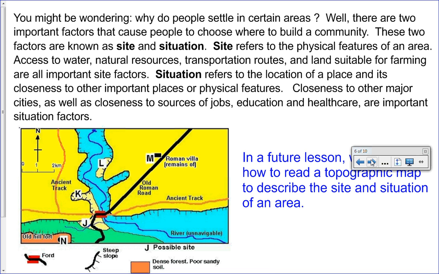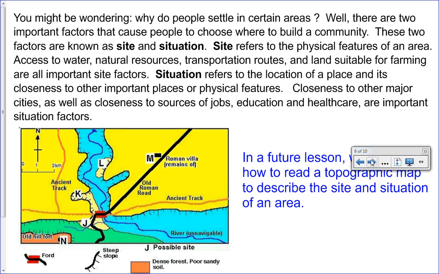You might be wondering, why do people settle in certain areas? Well, there are two important factors that cause people to choose where to build a community. These two factors are known as site and situation. Site refers to the physical features of an area. Access to water, natural resources, transportation routes, and land suitable for farming are all important site factors.